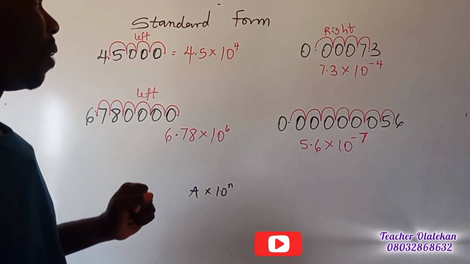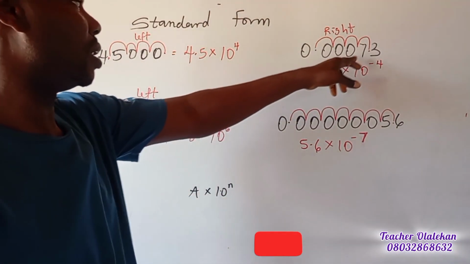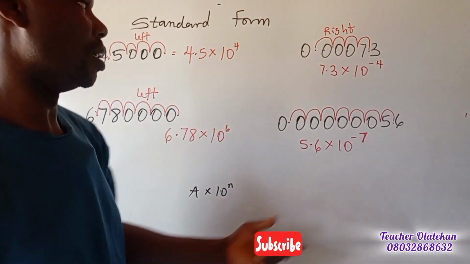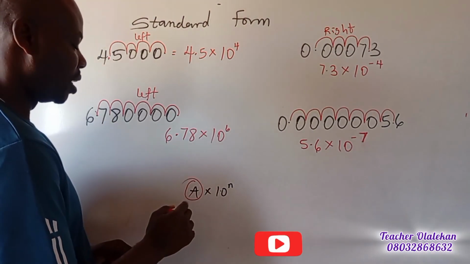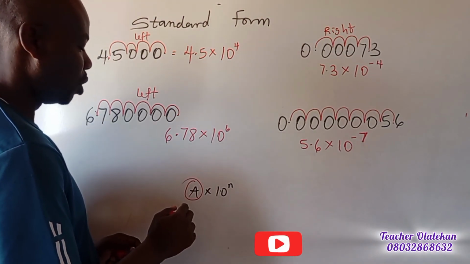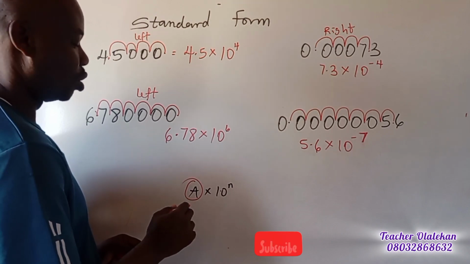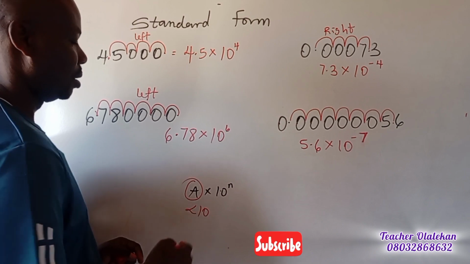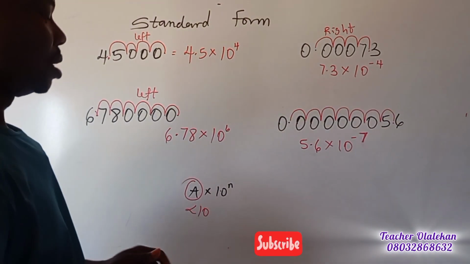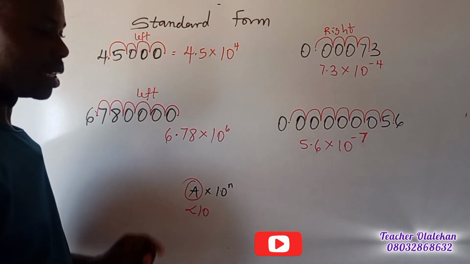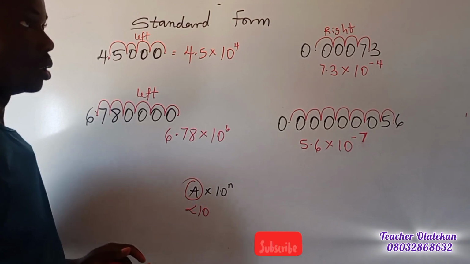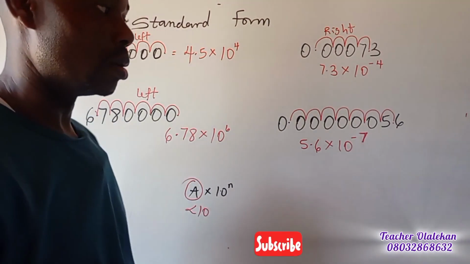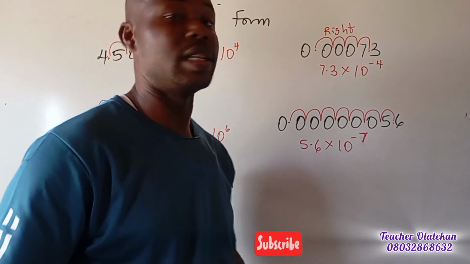And why can't we take it further and write 73? We can't have it because the value of our A here must not be greater than 10. Meaning that it must be less than 10. So the value of our A here must be less than 10. It can be greater than or equal to 1, or less than 10. So generally it has to be less than 10.